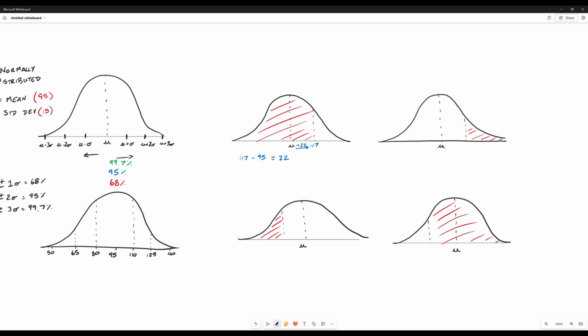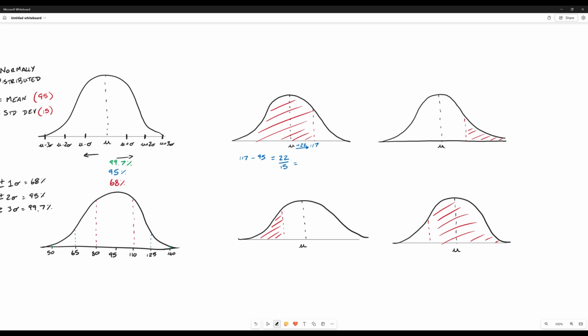But how many standard deviations was that? Standard deviation was 15, so what we would do is divide that by 15. Now I'm going to have to do that in my calculator. I didn't set it up beforehand, I do apologize. But then we divide that by 15, and we get 1.46 with a dot on top.